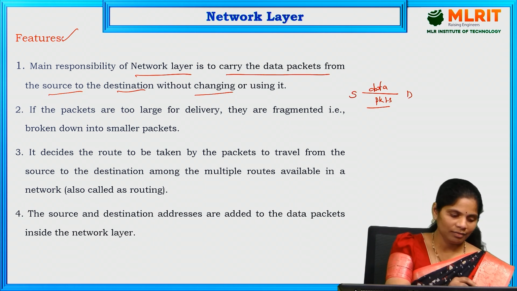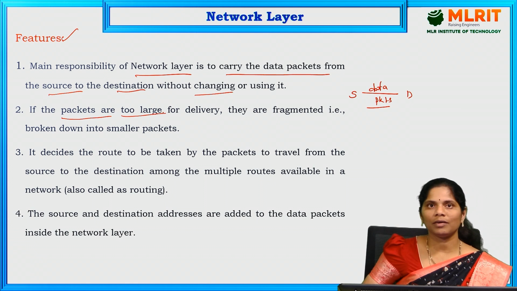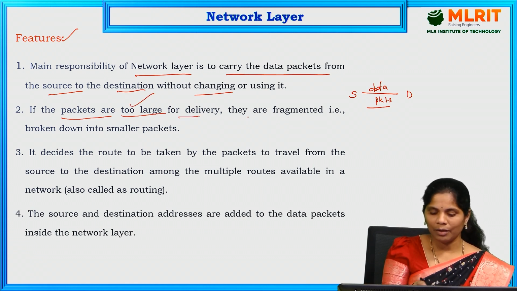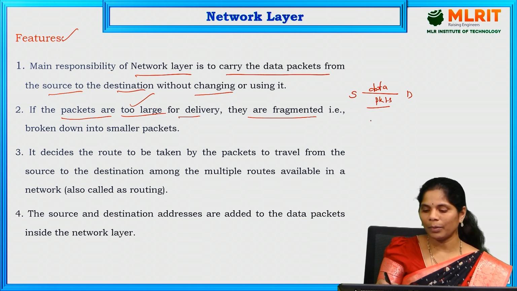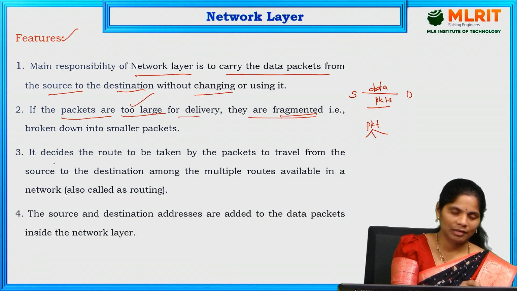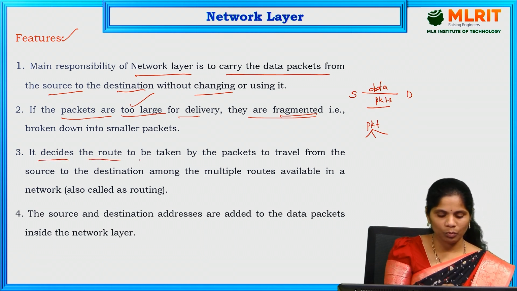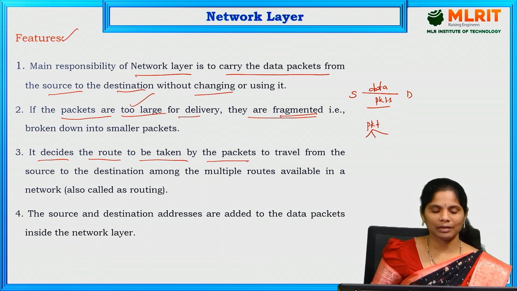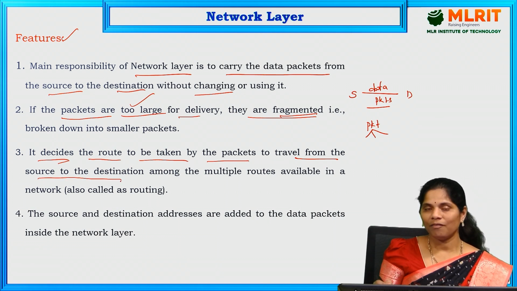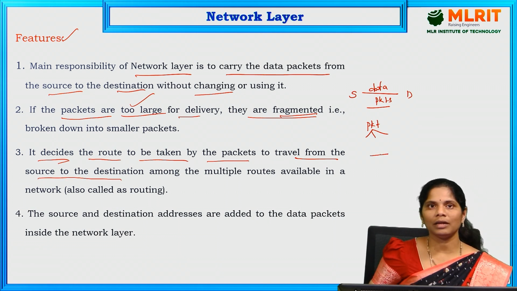And the next one is, if the packets we are sending are too large for the delivery, they can be fragmented. It means we have to divide that particular packet into different smaller packets. That is fragmentation. The next feature is that it decides the route to be taken by the packets, the route for a packet to travel from the source to the destination. Which route I have to take to transfer the data also comes under the features of the network layer.